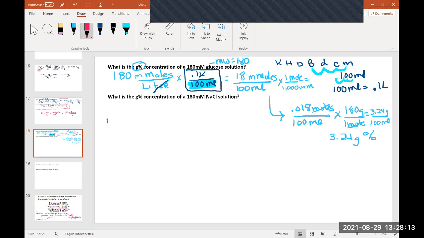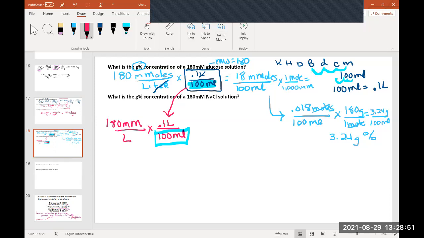Okay, well, we again have 180 millimoles per liter. Here's my very important conversion unit. 0.1 liter is the same as 100 milliliters. I again want to keep this here. Do not touch that value. Do not divide by 100. You keep that. Otherwise, you won't end up in grams percent. And I'll remind you, grams percent means you have grams over 100 milliliters.